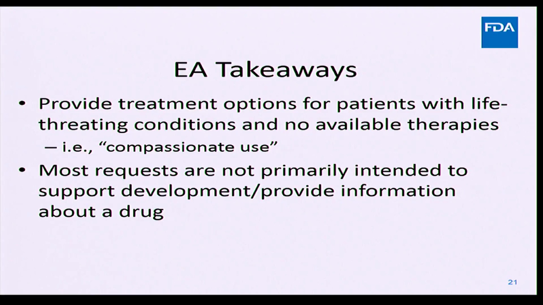So takeaways: providing treatment options for patients with life-threatening diseases and no available therapies is what expanded access is designed to do. It's compassionate use. Most requests are not primarily intended to support development or provide information about the drug. It's really to provide a treatment option for a patient with a life-threatening disease. However, in some cases, data from expanded access could be used to support approval of a drug.